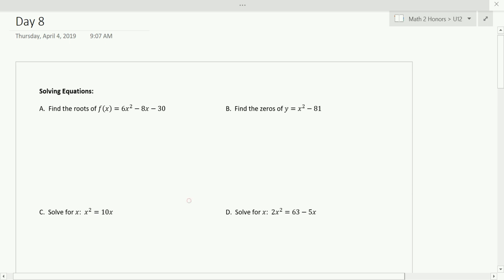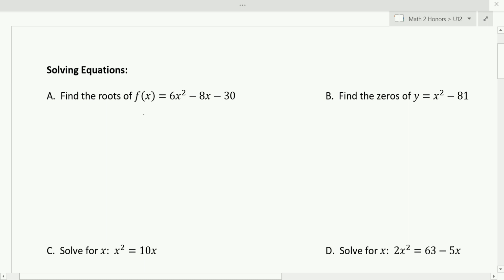So for part A, we're going to find the roots. So we're going to set f of x equal to 0 and solve. And you have the freedom to use whatever method you would like. If it's something like this, if you have a trinomial, I'll probably try to factor it first and see if it factors. If it doesn't factor, then I'll probably use the quadratic formula. That's kind of what I tend to do. But again, any method's open.